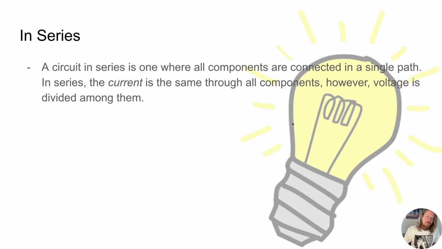First, we'll start with the in-series circuit. A circuit in series is one where all the components are connected in a single path. In series, the current is the same throughout all components. However, the voltage is divided among them.